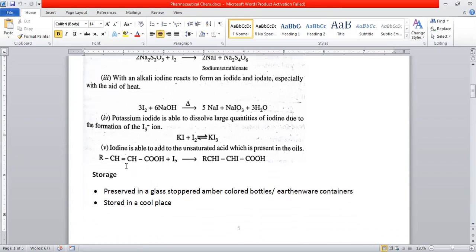Last reaction: iodine is able to add to the unsaturated acids present in oils. So iodine attaches to those carbons connected with an unsaturated bond. The iodine gets attached to both of these carbons which are connected with an unsaturated bond.